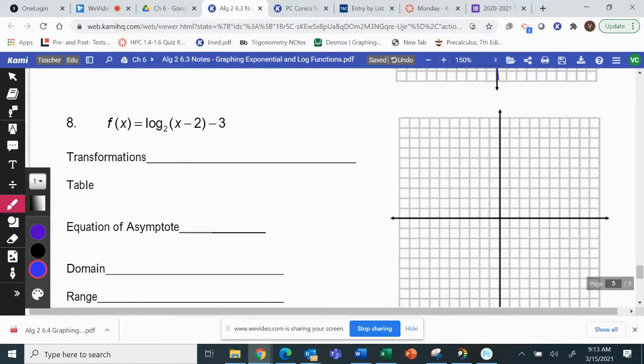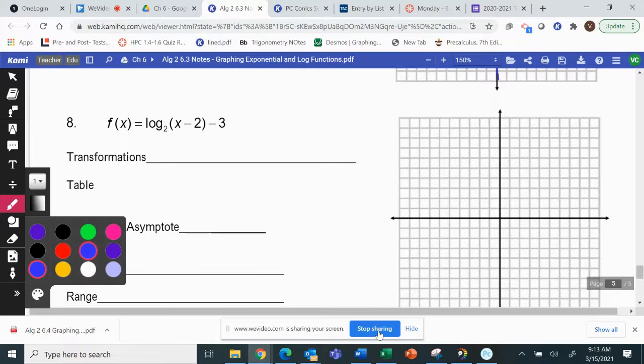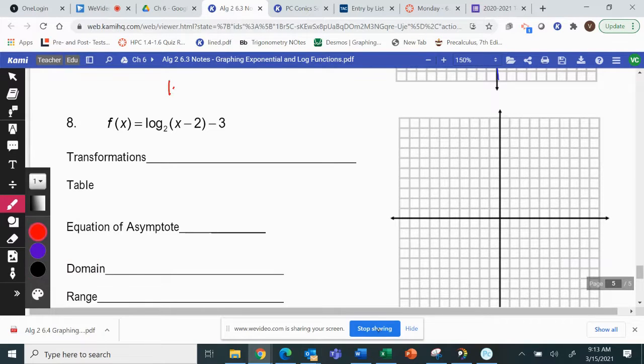So I'm going to work out the next one. If you got it, keep working ahead. The last one is ln, so I definitely want to do that together. But I'm just going to work out number 8, which is logarithmic. So I need the inverse of 2 to the x.